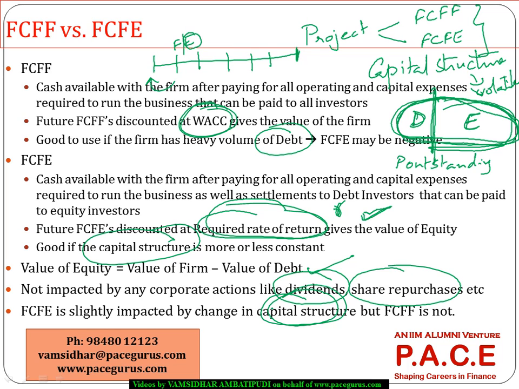right? And so if at all my objective is to arrive at the value of the firm, the focus is using FCFF. Value of equity, I can use either of the approaches, but if at all my capital structure is constant, it's better to go and try with the FCFE based approach itself. Alright.